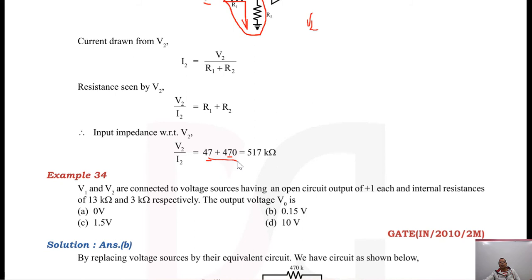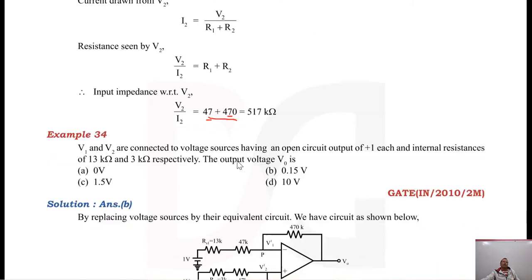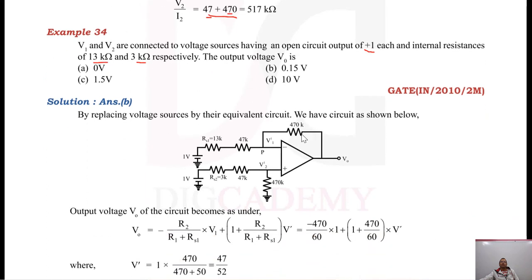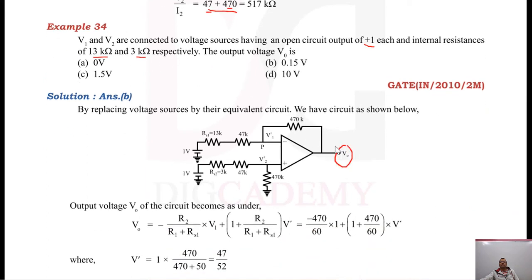Fine. I hope the concept is clear, and the expression for the final value of the output and the final value of the resistance are clear. Now the second part of the question: V1 and V2 are connected to voltage sources having an open circuit output of +1 volt each, and internal resistances of 13 kilo ohms and 3 kilo ohms respectively. You have to find the output voltage.